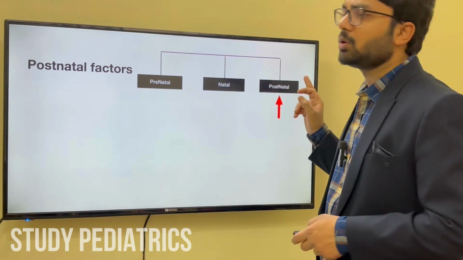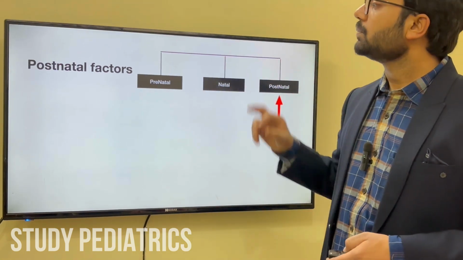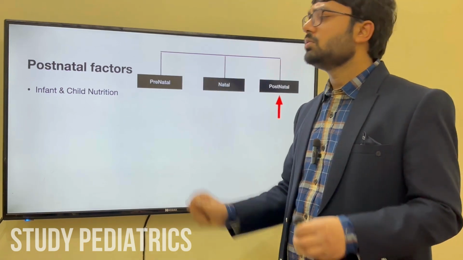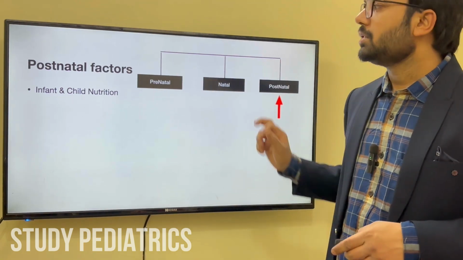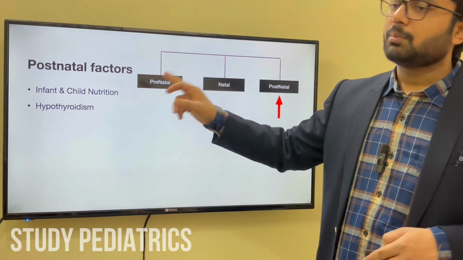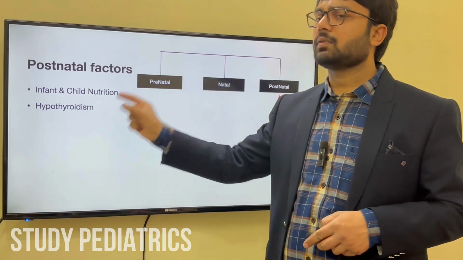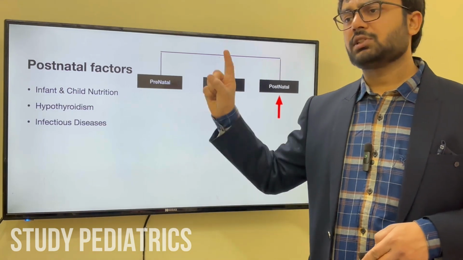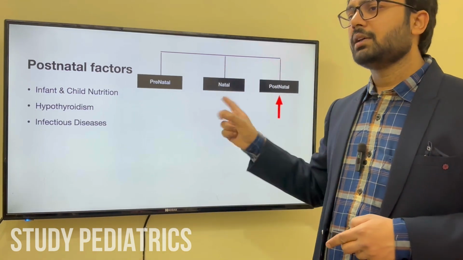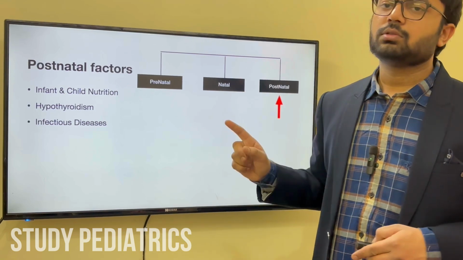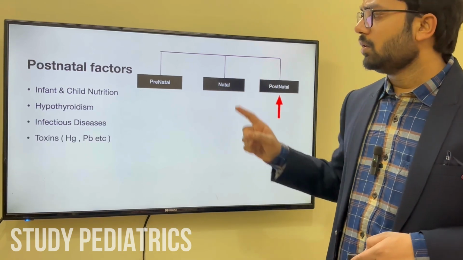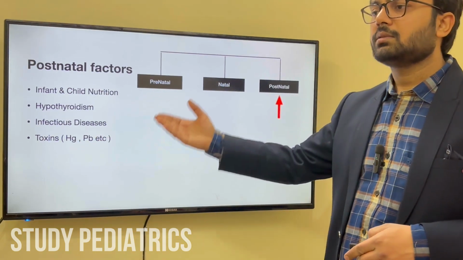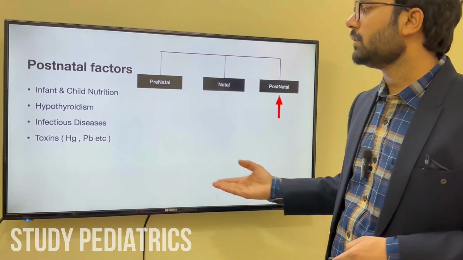Next, coming to the third important factor, that is postnatal factors. The postnatal factors include the child's nutrition. Any infant or child who is not given adequate nutrition can have developmental delay. Hypothyroidism is the most common cause of acquired brain loss. So hypothyroidism needs to be corrected. Infectious disease, a child getting recurrent infections may become undernourished, and so is the brain development. Toxins like lead, mercury. These are the toxins which lead to impaired brain development.